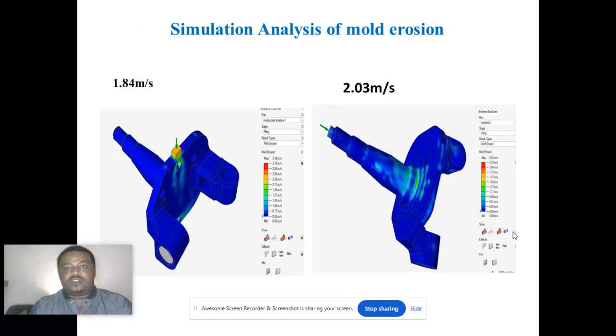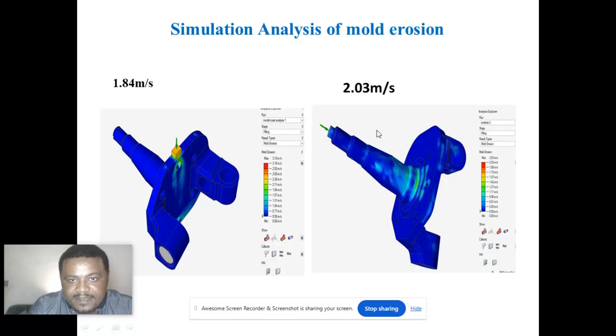Simulation analysis of mold erosion. If the mold erosion is analyzed in three molten positions, in which parts can the maximum defects caused by mold erosion occur? Mold erosion is caused when we are pouring the molten metal into the mold. Here, 1.84 meter per second on the first analysis.